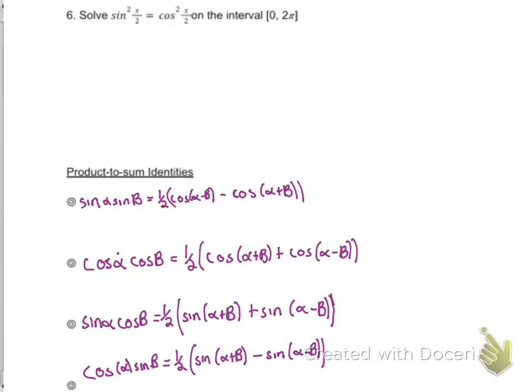Okay, Pre-Calc kids, we're back at it today. So 5.5 part 2, I guess. Technically, if you count the days in class, this is part 4.